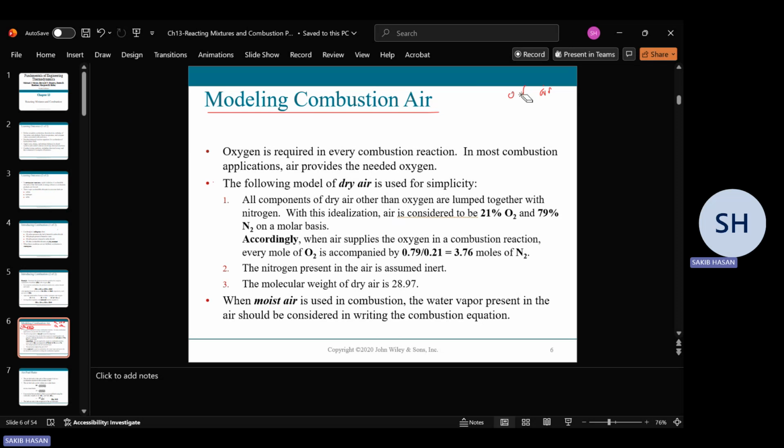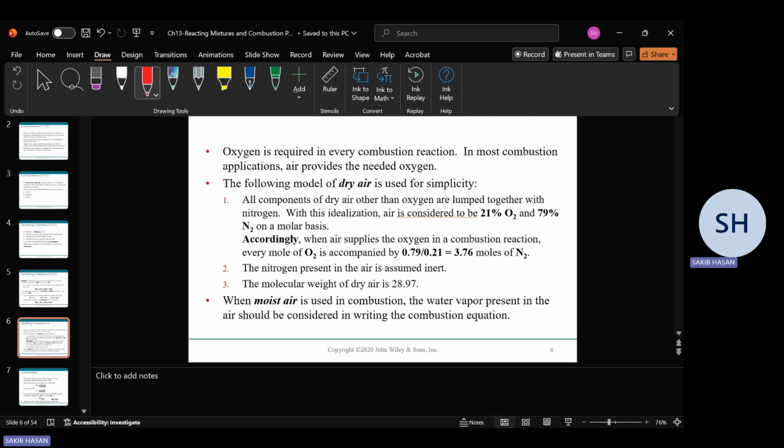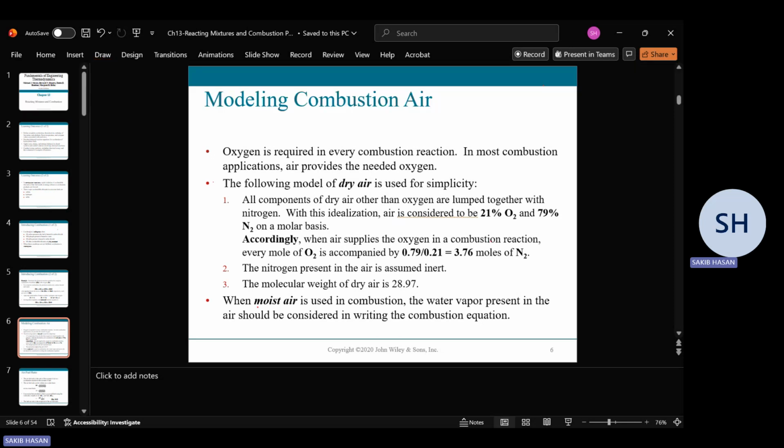All right, let me clear all of this. Oh, okay. So the other thing that I want to draw your attention to is this thing about moist air. So we know that air also naturally tends to have a bit of moisture, a bit of water vapor. Now, in some analyses, we may include water vapor in our chemical reaction. So we should be aware of that.